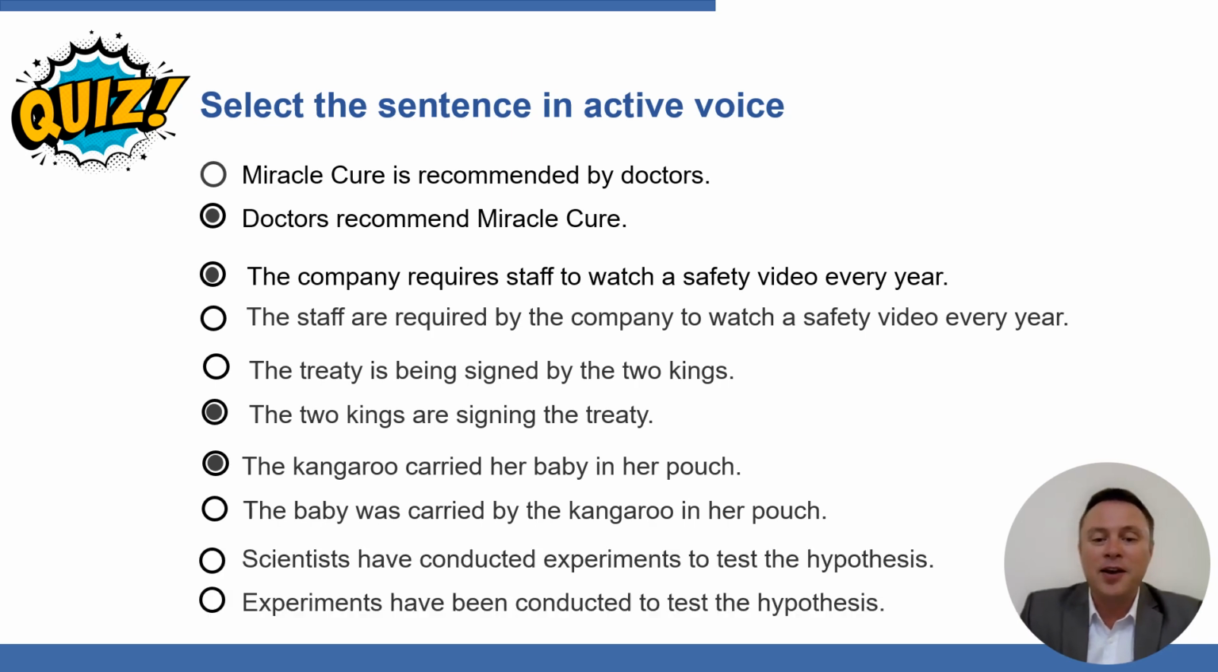And the last one, scientists have conducted experiments to test the hypothesis, or experiments have been conducted to test the hypothesis. Well, I hope you're getting the idea by now and that you have chosen the first one. The scientists are the subject, therefore, that is the active voice.